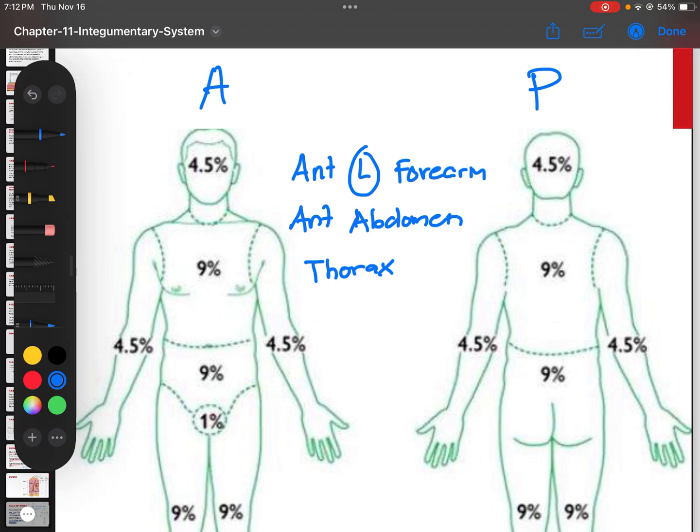So first, we try our anterior left forearm. Since we are only including anterior, we're not gonna include posterior yet. Now, since we said it is only the left arm, we're only gonna use this arm. Since we said forearm, class, we're only gonna use this half. Now since 4.5 is the entire arm, we have to divide it into half because we are only gonna be using this half. So this is 2.25.